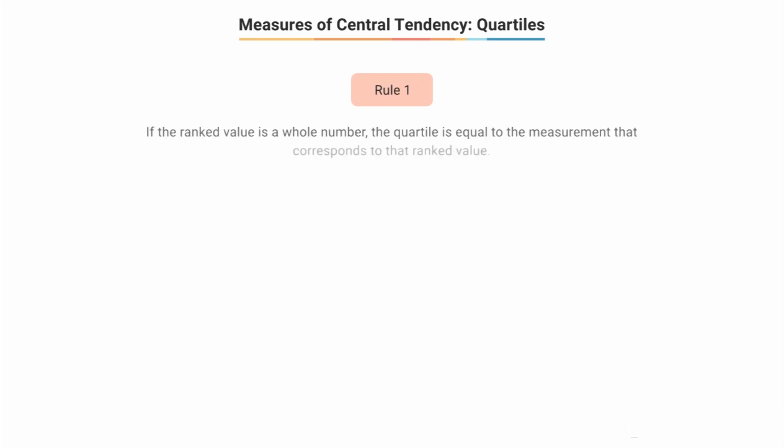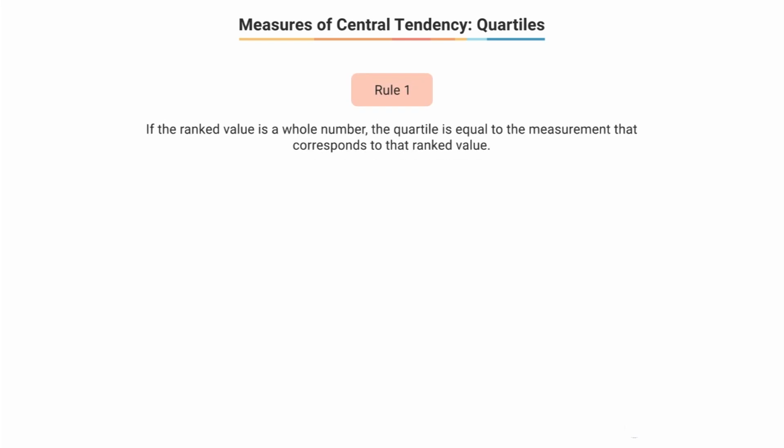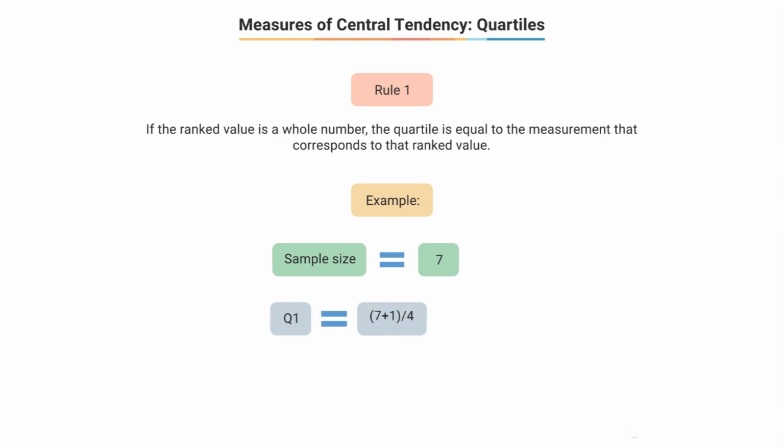Rule number 1. If the rank value is a whole number, the quartile is equal to the measurement that corresponds to the rank value. For example, if your sample size is 7, the first quartile Q1 is equal to the measurement associated with 7 plus 1, that is 8, divided by 4, which is the second rank value.